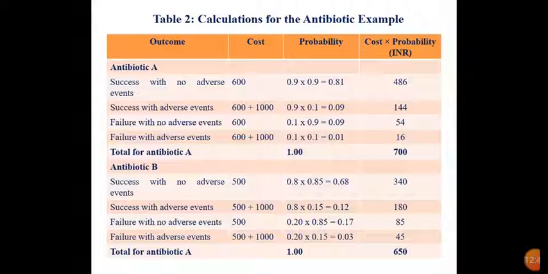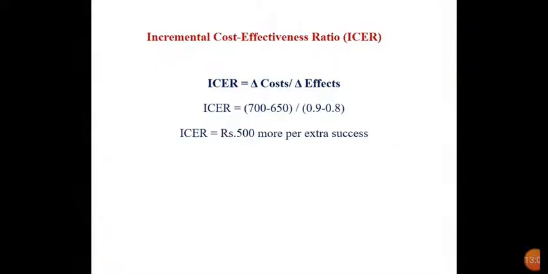Similarly, here also the total for antibiotic B is 1, and the cost and probability for antibiotic B is 650. Sorry, it is mentioned as total cost for antibiotic A, but that is antibiotic B.